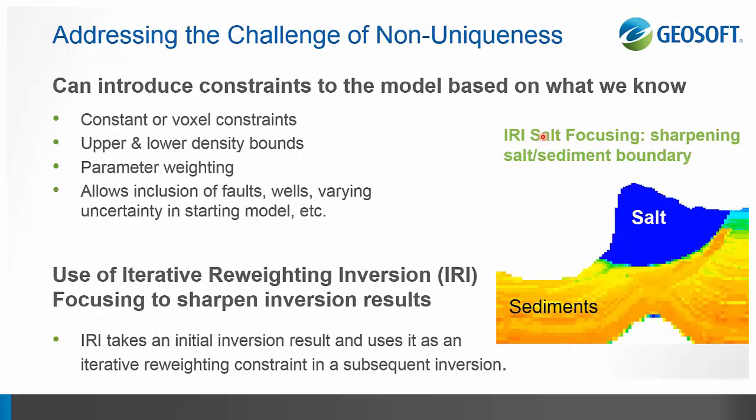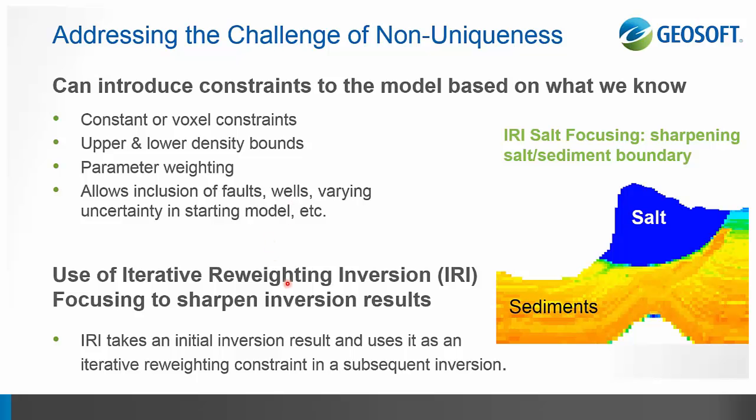So I mentioned earlier that potential field inversion are inherently non-unique, which means that a multitude of models can produce the same gravity anomaly. So how can we reduce non-uniqueness? Well, VALEM's hybrid approach provides greater potential to address the challenge of non-uniqueness. That's because we can introduce constraints to the model based on what we know from the geological and geophysical interpretation. You can, for example, include faults, well logs, varying uncertainty into your starting model.